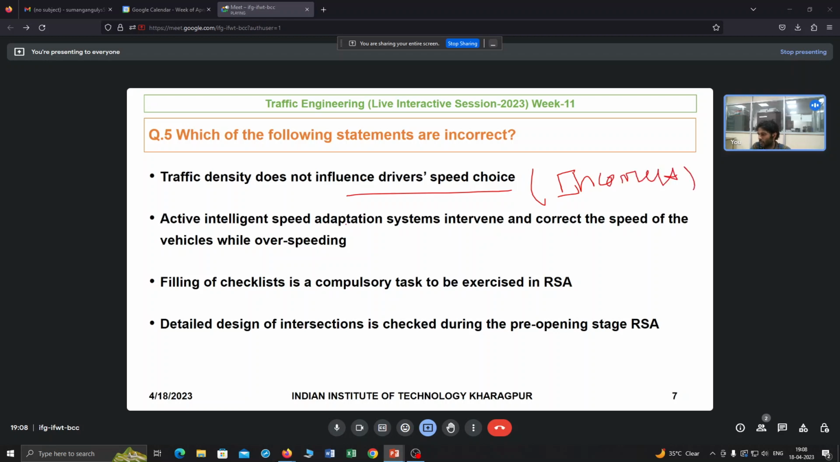Next is active intelligent speed adaptation systems. So these are inbuilt systems inside a vehicle, right? And you are saying that they can intervene and correct the speed of the vehicle while overspeeding. Yes, if I am overspeeding a vehicle, and if an active intelligent speed adaptation system is installed, it actually helps me to reduce my speed or gives me a warning, right? So it's a true statement. It's a correct statement.